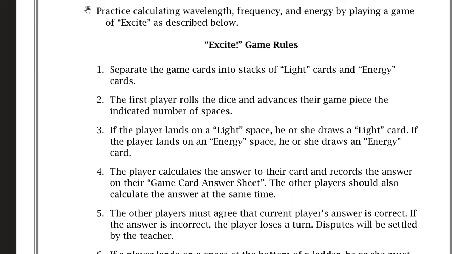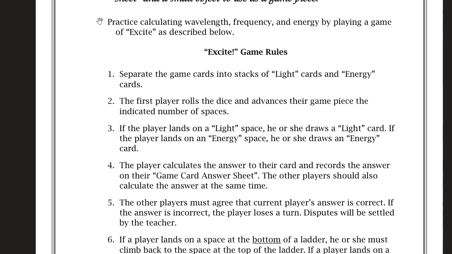If a player lands on a space at the bottom of a ladder, he or she must climb to the space at the top of the ladder. If a player lands on a space at the top of a chute, he or she should slide down the chute to the space at the bottom of the chute. The player that gets to the last space on the game board first is the winner. Again, these cards are going to be located in the front of the room.